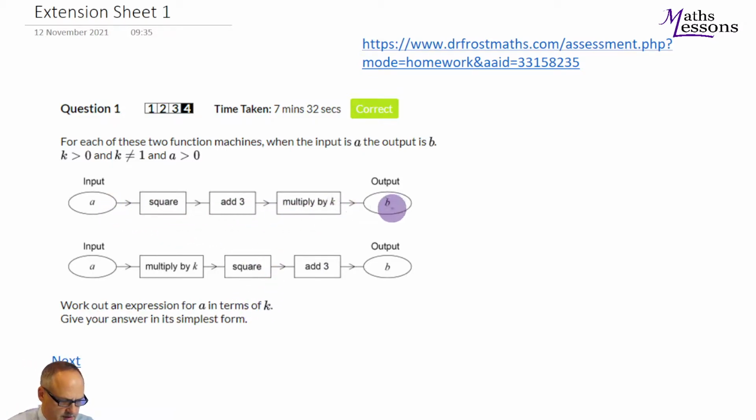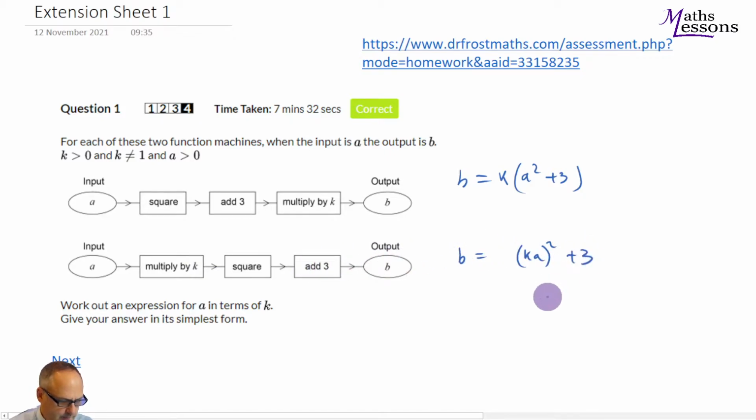So if we do this expression, what we realise is that b is going to equal a squared plus 3, and then we're going to times by k. And if we do the other expression, we're going to get b equals (a times k) squared plus 3. And if we want to get an expression for a in terms of k, then what we need to do is eliminate the b's. So the b's must be equal. So therefore this must equal this.